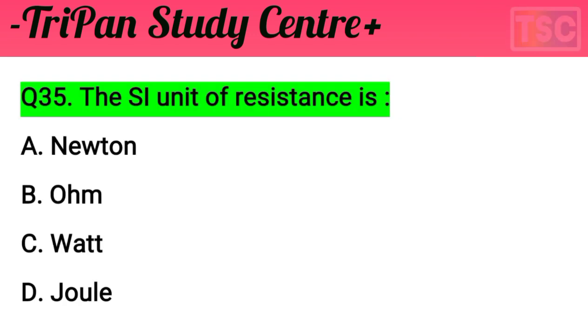The next question on your screen, and the question is clear and direct. The SI unit of resistance is: A, Newton; B, ohms; C, watt; D, joule. That's an important and easy question.